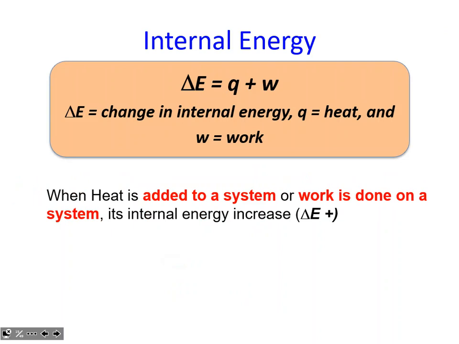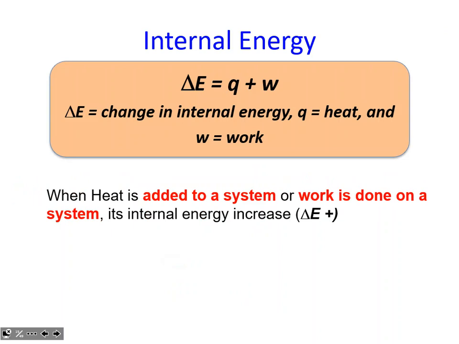Once again, you don't have to memorize this. I'm just showing you this to show you how delta H gets derived. You don't really have to know delta E equals Q plus W. The Q symbol always represents heat, by the way. The W, of course, means work. So anytime you see Q when we're talking about thermo, it's always referring to heat.